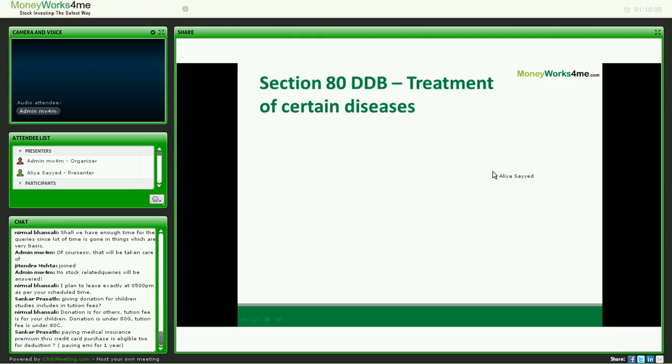Okay, the next is treatment of certain diseases, for self or dependent again. The deduction available is up to 40,000 for those below 60 years, and for senior citizens it's a maximum of up to 60,000. It can be self or dependent. For a dependent, the only caveat is that they have to be wholly dependent on you, that is, with no income stream of their own.